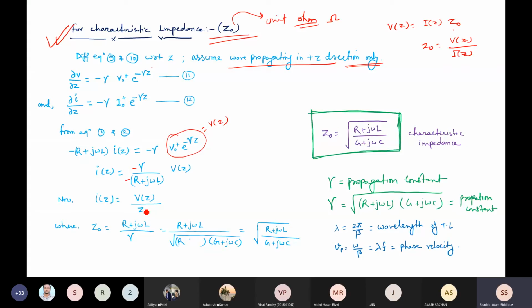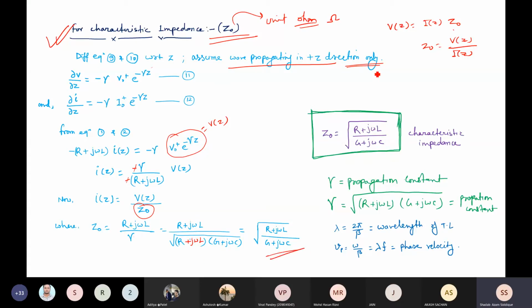So that means this Z naught can be written as square root of R plus j omega L divided by gamma, where gamma is equal to square root of R plus j omega L into G plus j omega C. If you cancel out, in the numerator we'll be left with the square root of R plus j omega L, and the denominator will be left with the square root of G plus j omega C. So Z naught comes out to be the square root of R plus j omega L divided by G plus j omega C.